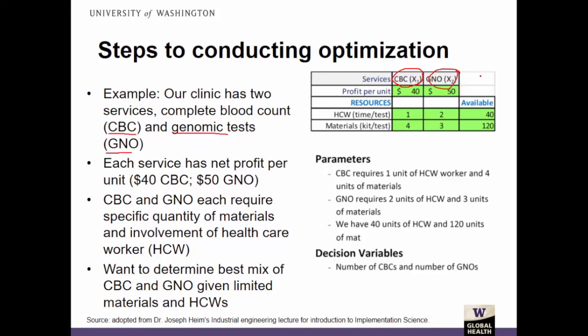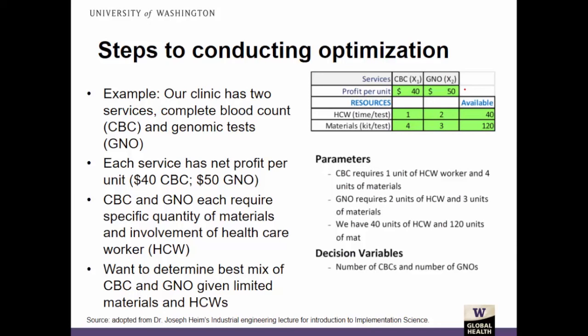You can see that there's a certain amount of profit per unit for CBC and GNO. So each time we do a CBC, we get $40. Each time we do a genomic-based test, we get $50. So again, if you had no constraints, you might just do all genomic tests because you're getting more money, right? And let's say we want to maximize profit for this example. I know normally in healthcare, we're not about maximizing profit. We're about maximizing population health, but just use this as an example. And often for-profit companies will want to maximize profit.